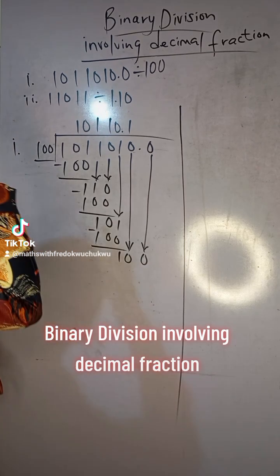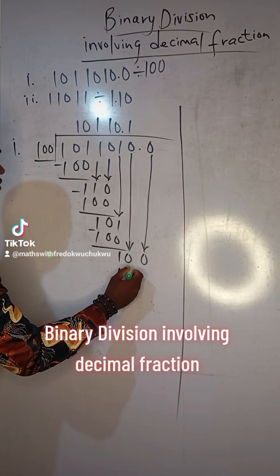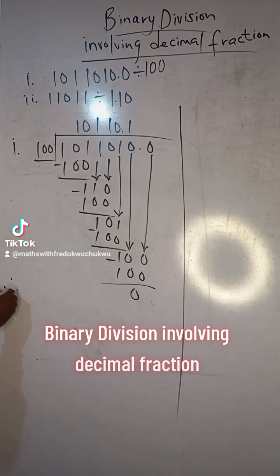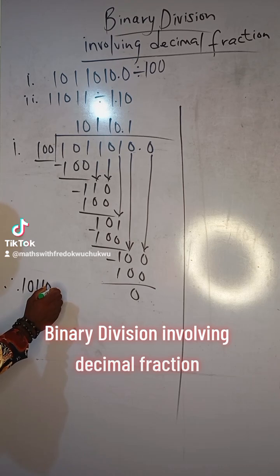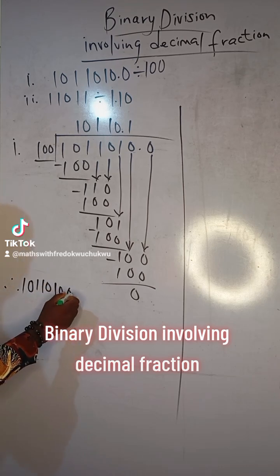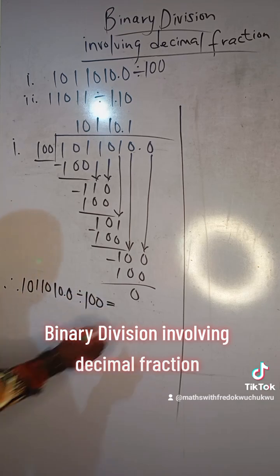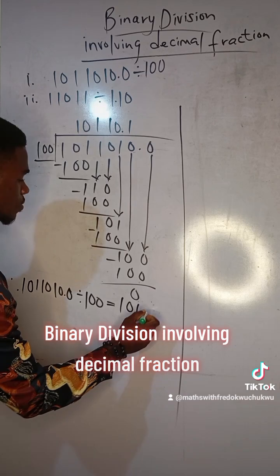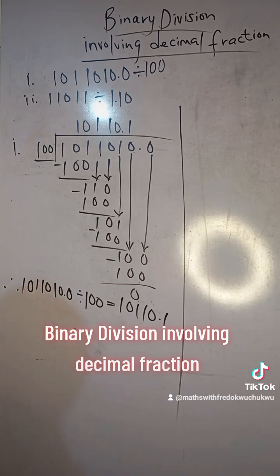Okay, now you say 1 times 100 is 100. When you do your subtraction, you get 0. So that means, therefore, 11010.0 divided by 100 is equal to, now you write the value of your quotient, which is 1011.0, and that is that for the number 1.